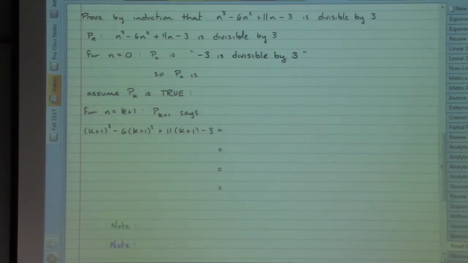So there's the statement. Negative 3 is nicely divisible by 3. There is no remainder that is left. So this first statement is true.